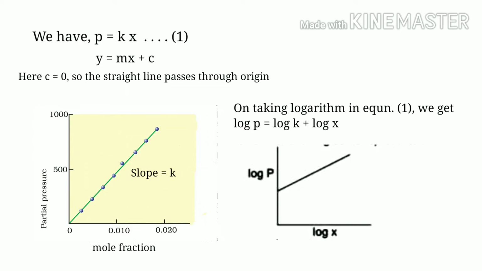Again, on taking logarithm in equation 1, we get log P equal to log K plus log X. Now if we plot log P against log X, then we will get a straight line like this, right?